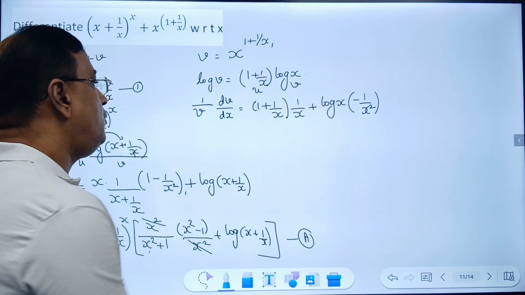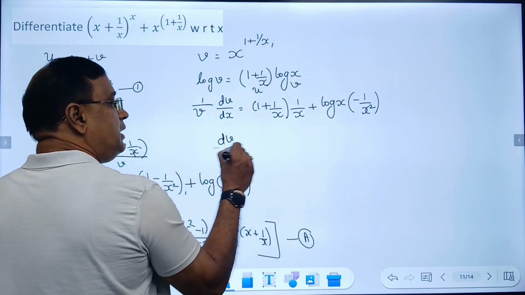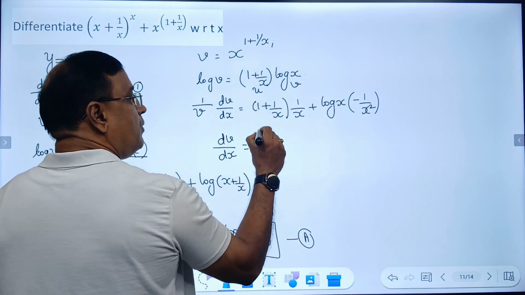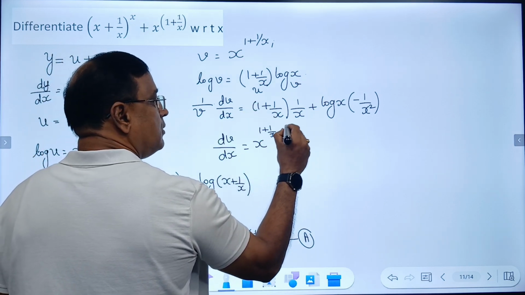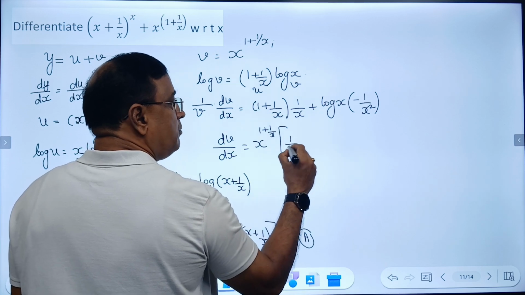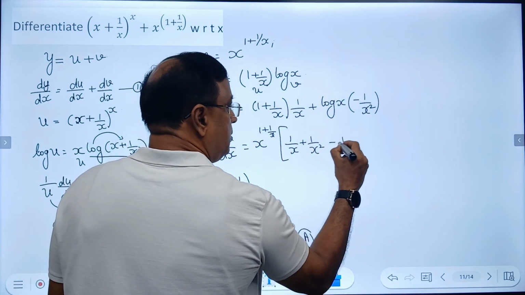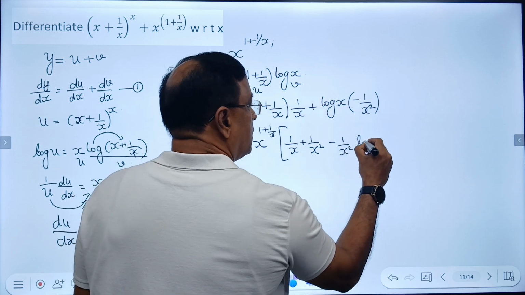Clear? Now what is dv by dx? dv by dx is v into, what is v? X power 1 plus 1 by x. Now open the bracket. 1 by x plus 1 by x square minus 1 by x square into log x.